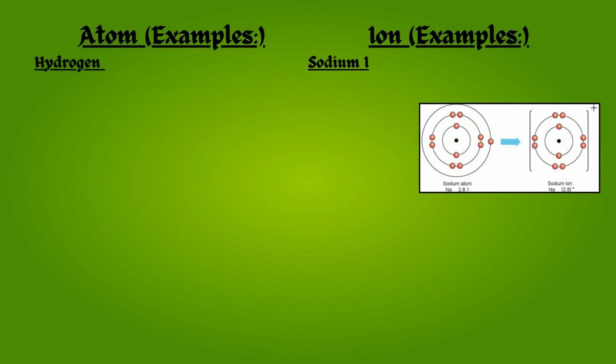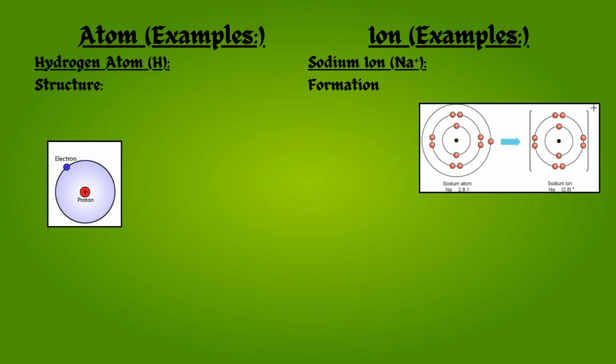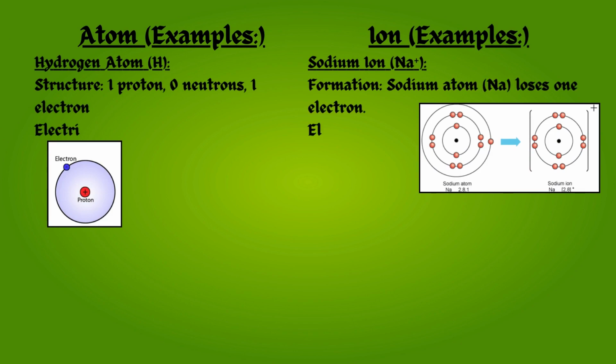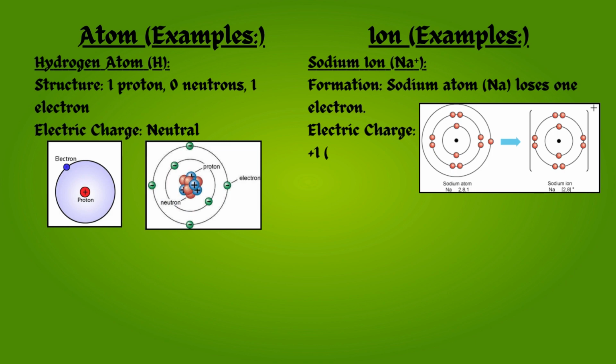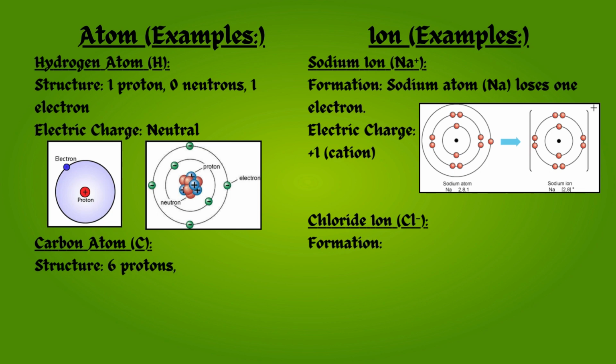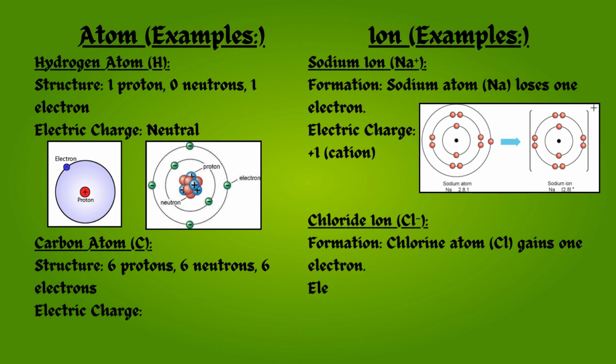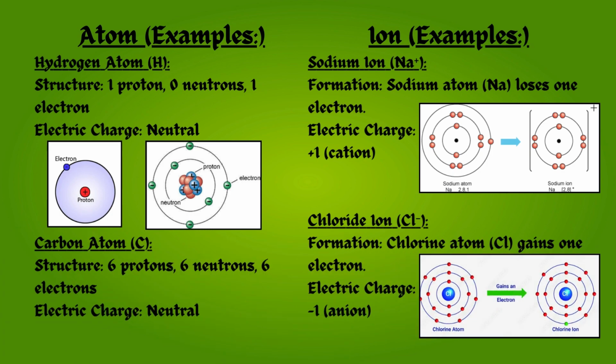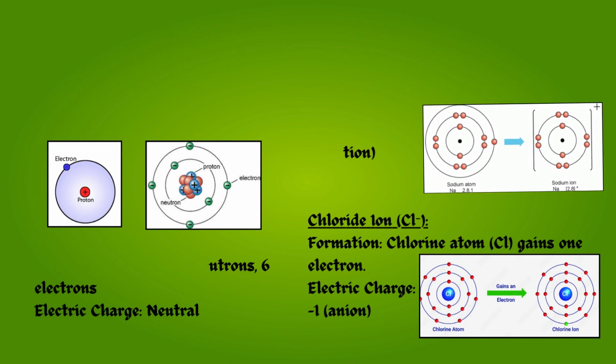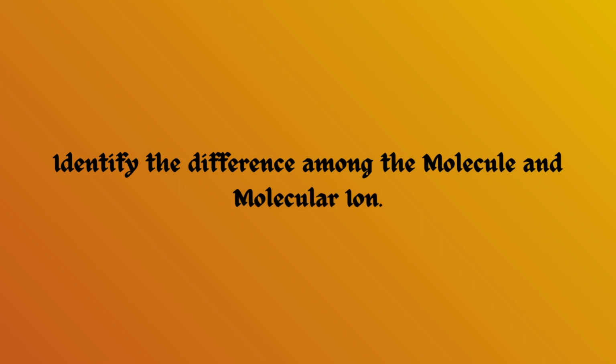Atom examples. Hydrogen atom H structure. 1 proton, 0 neutrons, 1 electron. Electric charge, neutral. Carbon atom C structure. 6 protons, 6 neutrons, 6 electrons. Electric charge, neutral. Ion examples. Sodium ion Na formation. Sodium atom, Na, loses 1 electron. Electric charge, +1, cation. Chloride ion Cl formation. Chlorine atom, Cl, gains 1 electron. Electric charge, -1, anion. Identify the difference among the molecule and molecular ion.